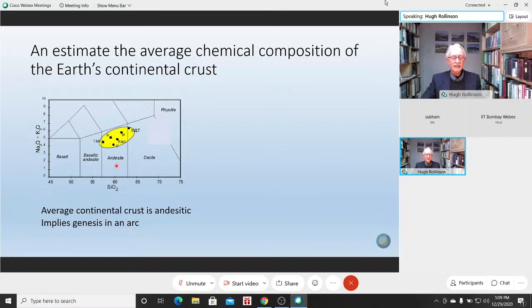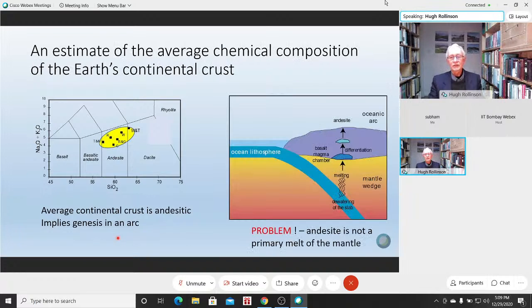Now, at first sight, if we take the average composition of the Earth's crust as andesitic, that would suggest that the Earth's crust formed in some kind of arc, implying tectonic processes consistent with modern plate tectonics. However, there is a problem with this solution, because we find that when we look at the processes that take place within an arc, andesite is not the primary melt of the mantle.